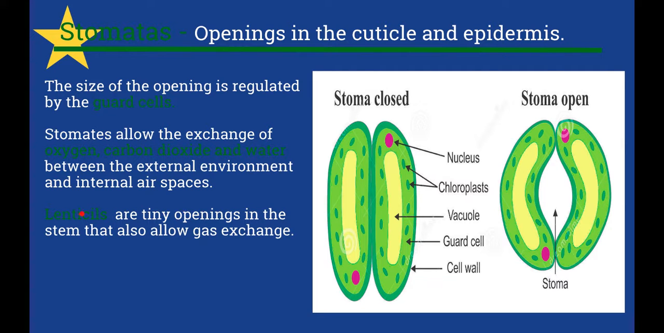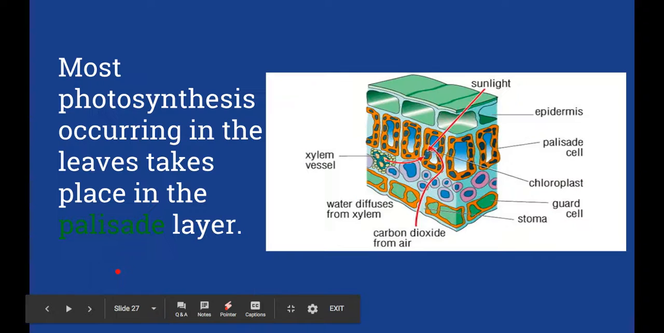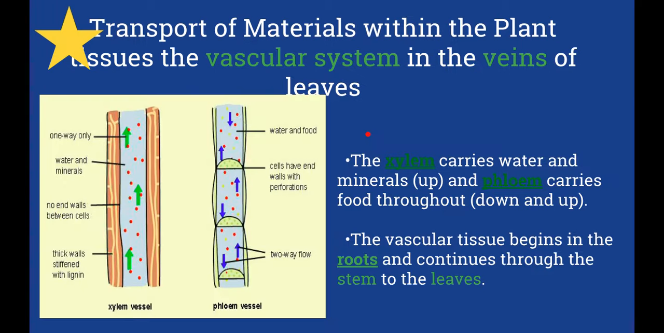Lenticels are tiny little openings on the stem that also do this. You probably won't see this on anything or need to know that, but it's just kind of a fun fact. All right. I guess the palisade layer is the layer where you have most of photosynthesis occurring. Probably don't need to know that, but all right.